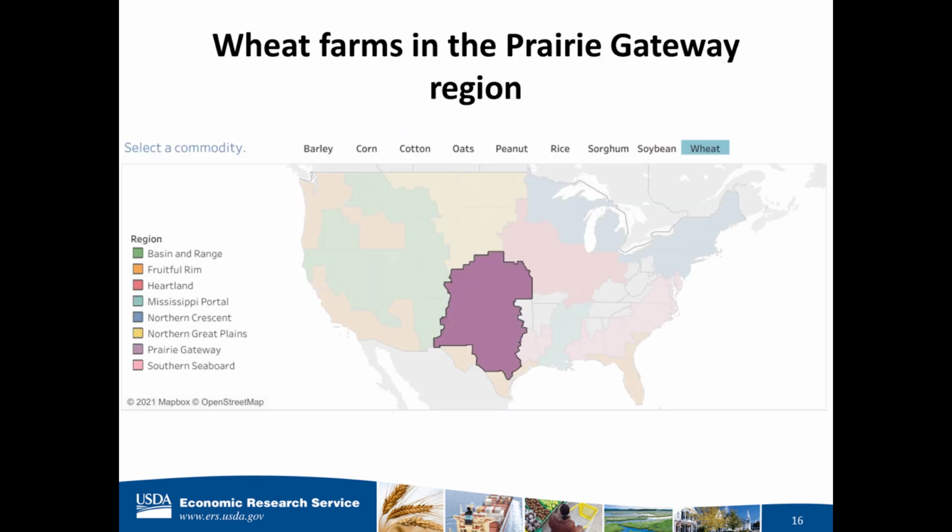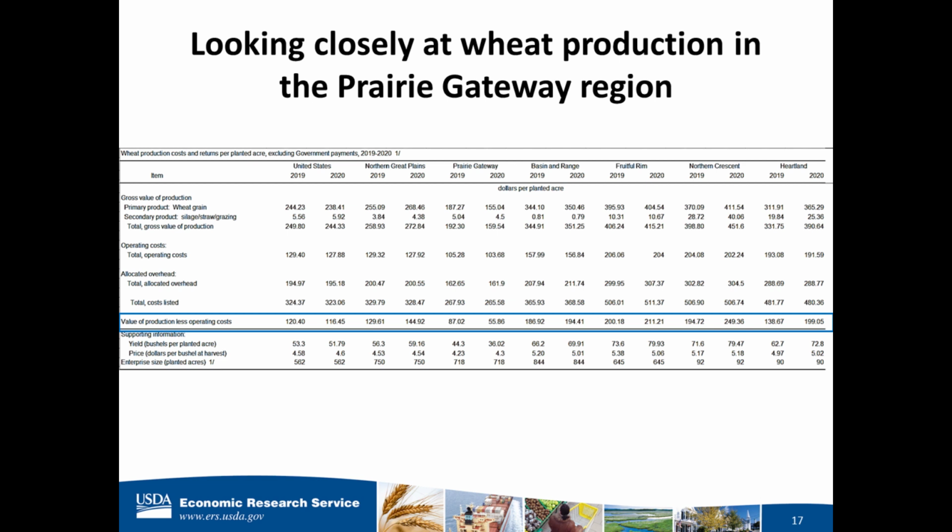So I want to continue the examples for the May estimates looking at wheat farms, and I specifically want to look at the Prairie Gateway region. As you can see in the map, this would be in the center of the United States, covering Texas, Oklahoma. And why is this region important in this example? I apologize for the small graph, but bear with me.